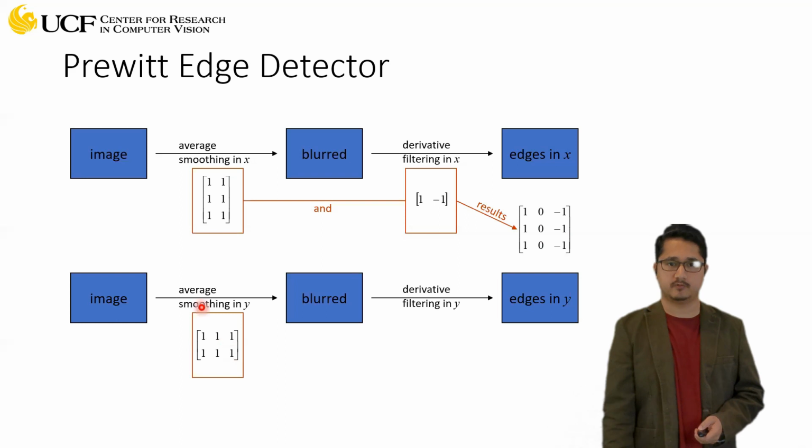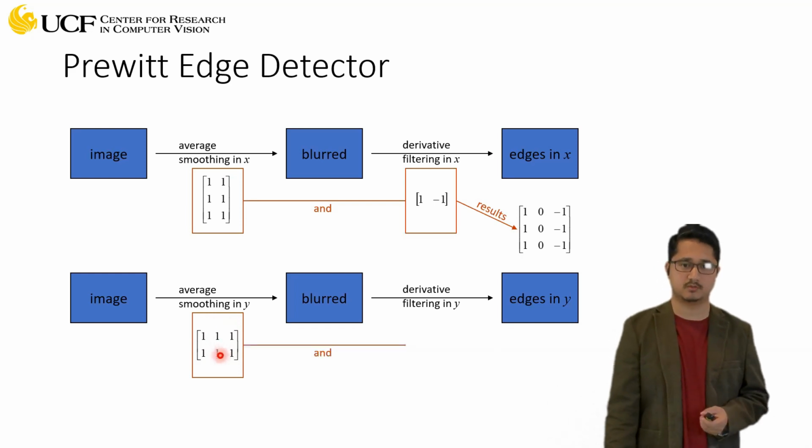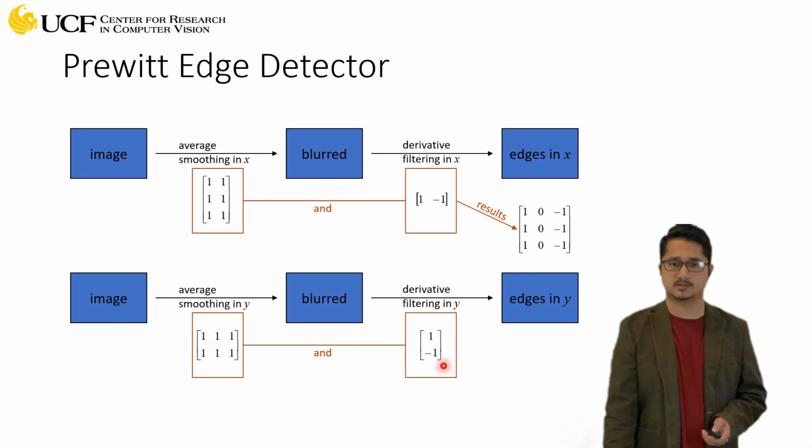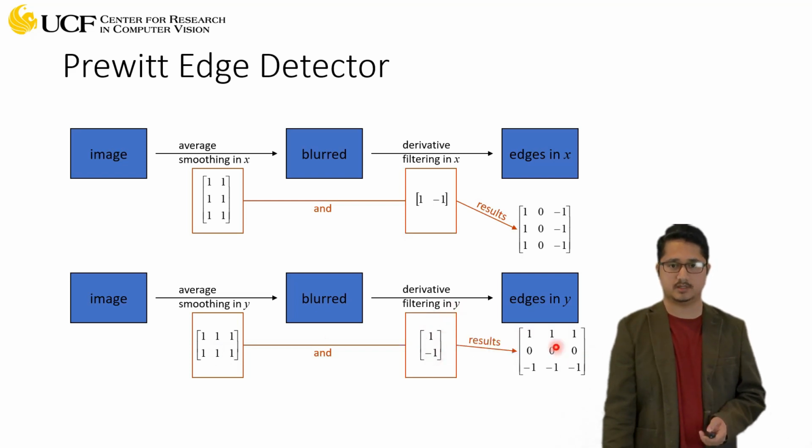Similarly, you can perform the same set of steps in the Y direction. In this case, your smoothing operator will again be all ones, a kind of variation of a box filter. And again, this is the derivative mask in the Y direction. And you can in fact perform these two steps as a single step just using this filter.